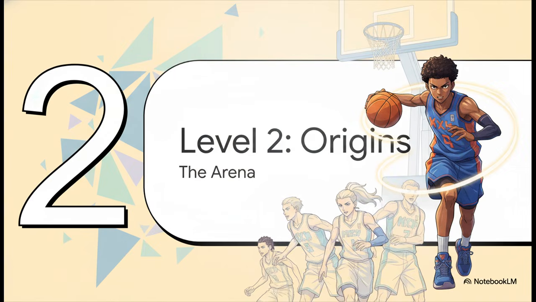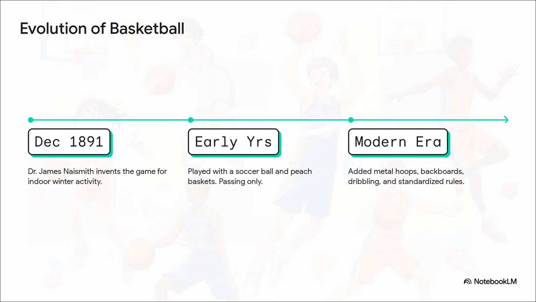Moving right along to level 2, origins and the arena. The evolution of this game is just fascinating. Picture this. It's December 1891. And a physical education instructor named Dr. James Naismith up in Springfield, Massachusetts, desperately needs a way to keep his students active during a really harsh winter. Now, the original game was incredibly limited. They literally tossed a soccer ball into actual wooden peach baskets that were nailed to the gymnasium balcony.